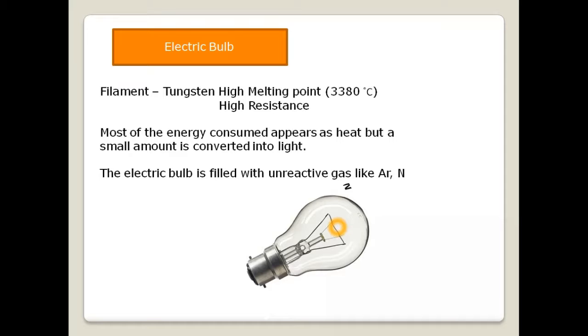But yes, that same current which is flowing through this filament also produces enormous heat. Most of the energy consumed by the appliance appears as heat, and a small amount is converted into light. So that means an enormous amount of heat is produced because of this filament. And now, how does this filament produce that amount of heat? Because this filament has a very high melting point, and because it has very high resistance.